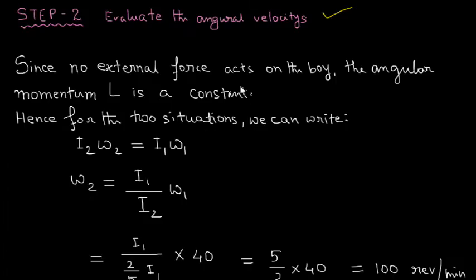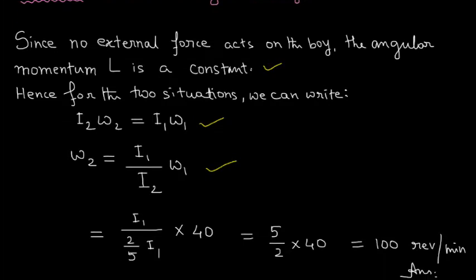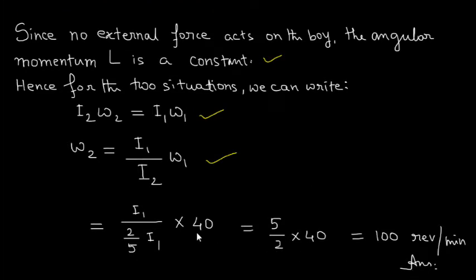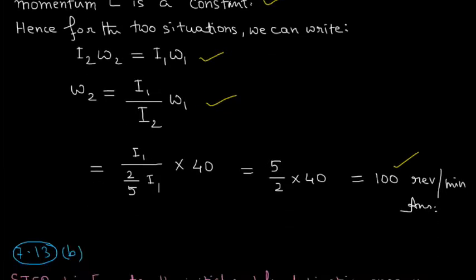So, since no external force acts on the boy, the angular momentum L is a constant here. Hence, the two situations we can write is I2 omega 2 is equal to I1 omega 1. Omega 2 is equal to I1 by I2 into omega 1. So, putting the values of I2, we get I1 upon 2 by 5 I1 multiplied by 40, that is 5 by 2 multiplied by 40, we get 100 revolutions per minute. So this is the answer.